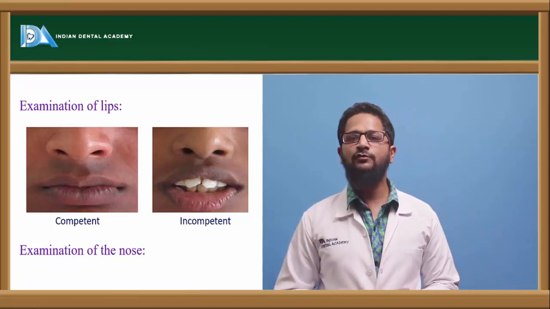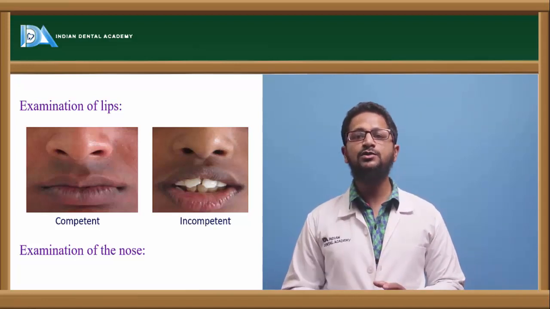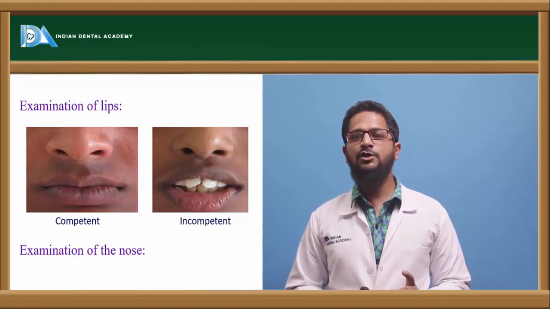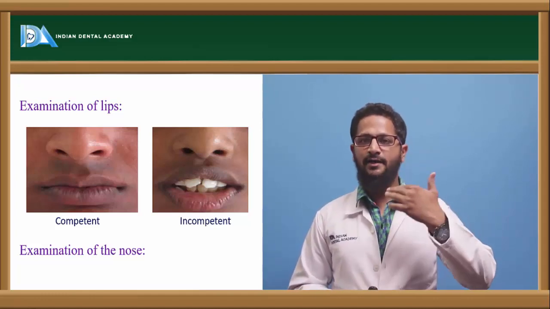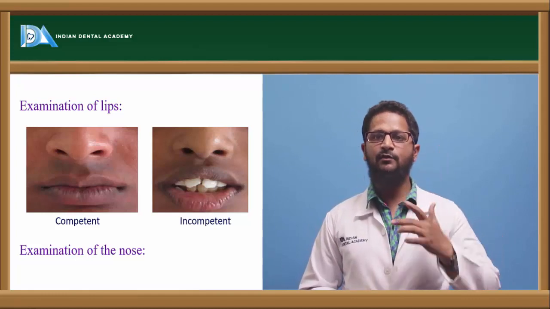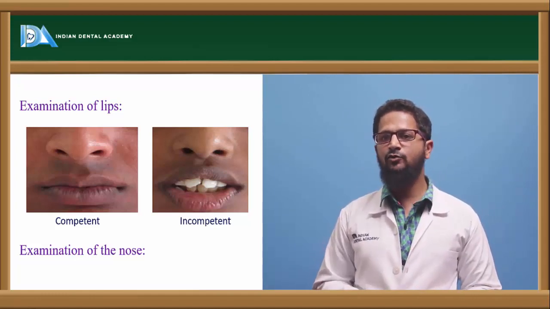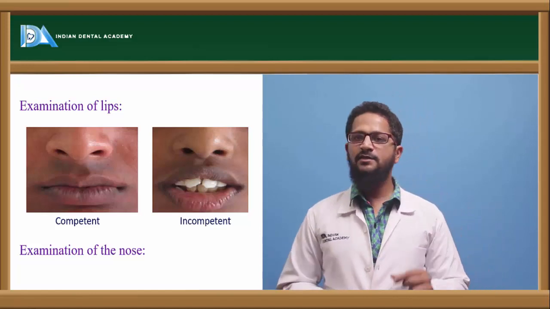Next is examination of nose. Nose should be examined in detail. First, size of the nose. Normally, nose occupies 1/3 of the total facial height, that is from the hairline to the tip of the chin. Any deviation from this has to be evaluated. This is the size of the nose.